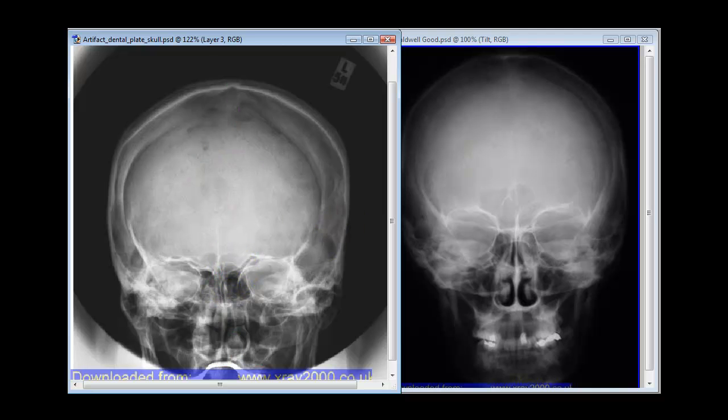Let's look at the next one. The distance between the outer margin of the orbits, or the lateral border of the orbits, and the outer margin of the skull is not symmetrical.